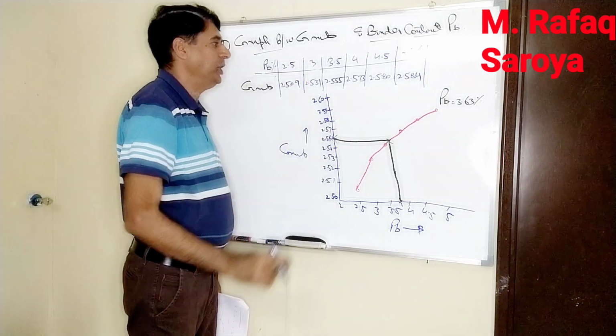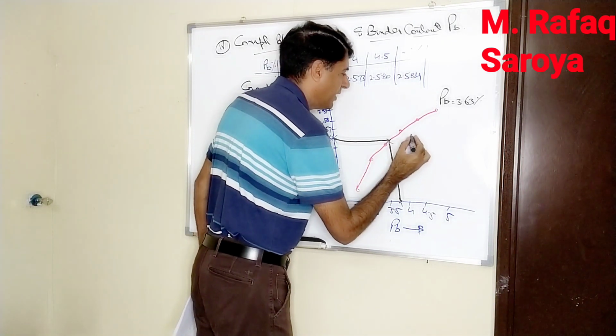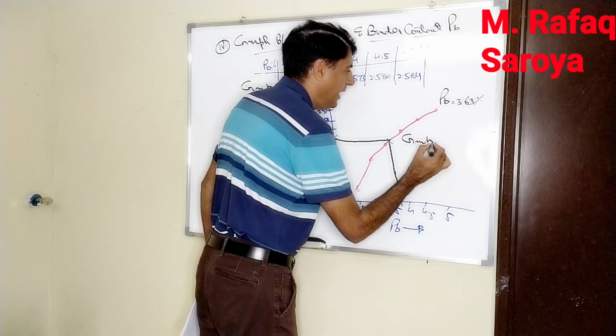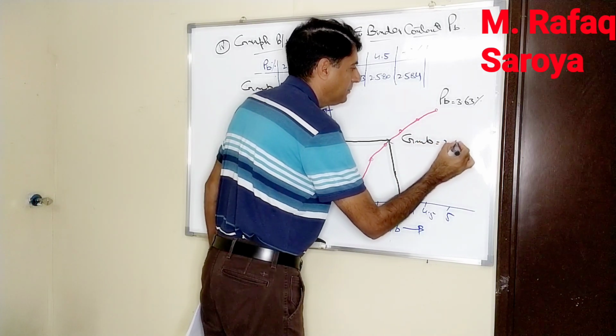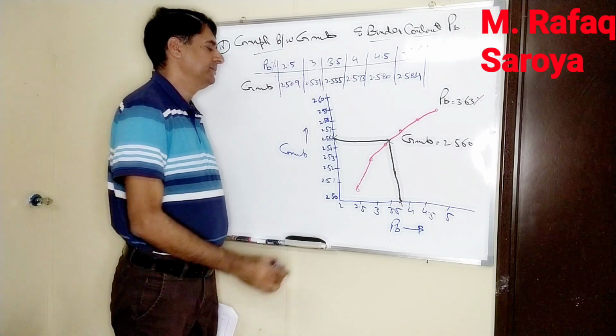Now we will read this value. This value, which we will read from this graph, is known as the Gmb: 2.560. Clear?